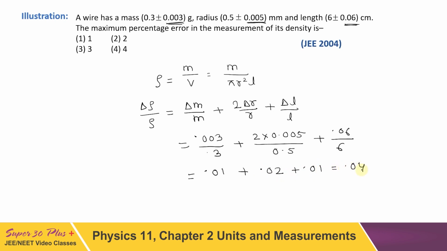And if it asks for percentage error, then it has to be multiplied with 100. So in percentage it would be 0.04 into 100, that is 4%. Now check out your option, that is option number 4. As you can see, this question has already come in JEE. Now come to the next thing.